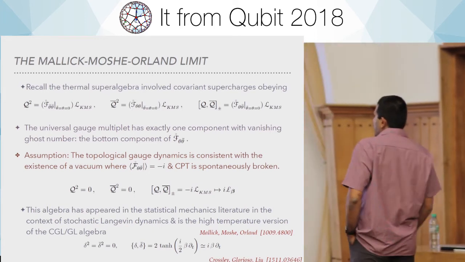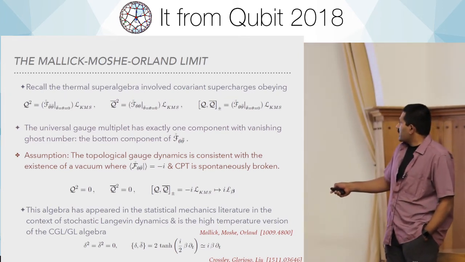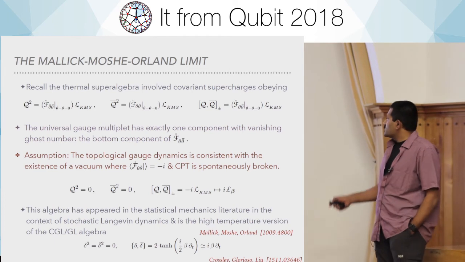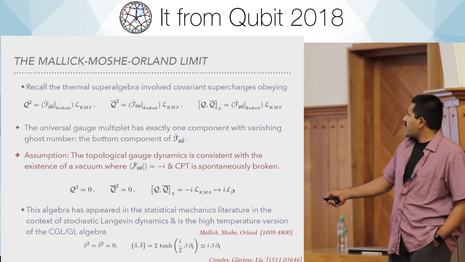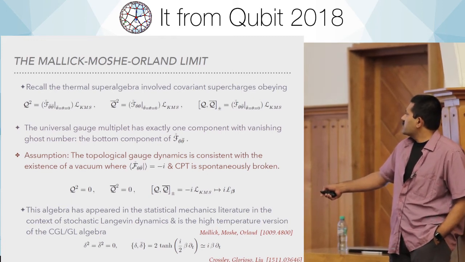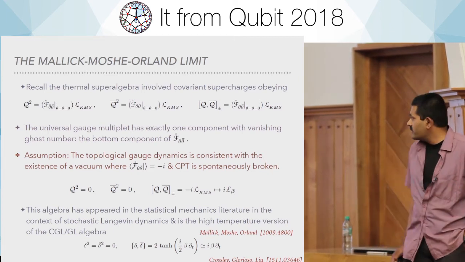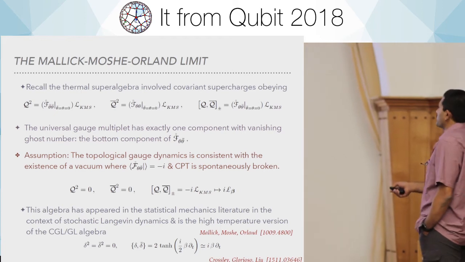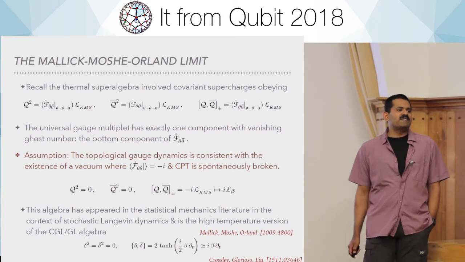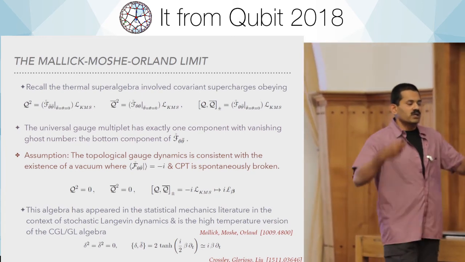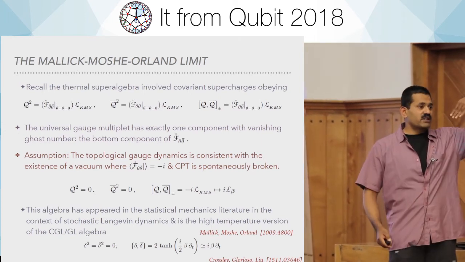Now, I'll make an assumption, which we made for independent reasons, which I can tell you later. I'll assume that the topological dynamics of the gauge field is consistent with the existence of a vacuum where this ghost number 0 field strength takes the following expectation value. A constant expectation value, which I set to be -i because I've chosen some anti-Hermitian connections. And this basically ensures that CPT is spontaneously broken, that you have chosen a forward arrow of time in the theory. If you choose the sign opposite, that reverses time orientation.